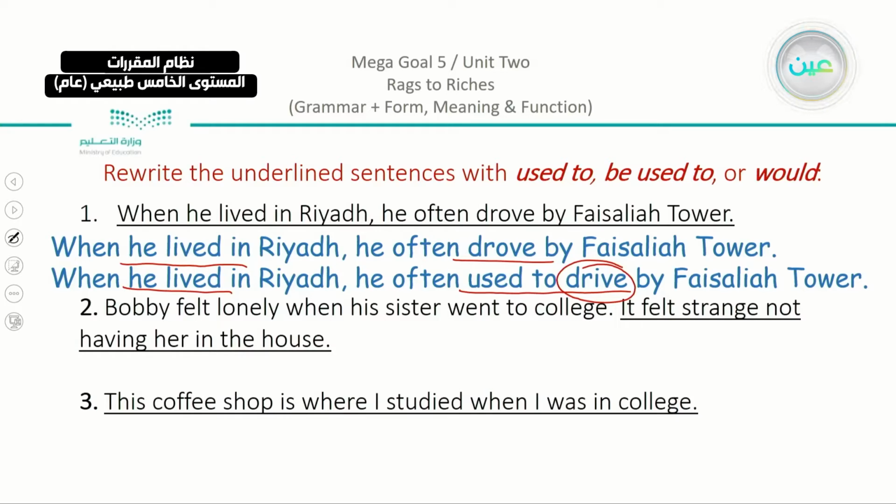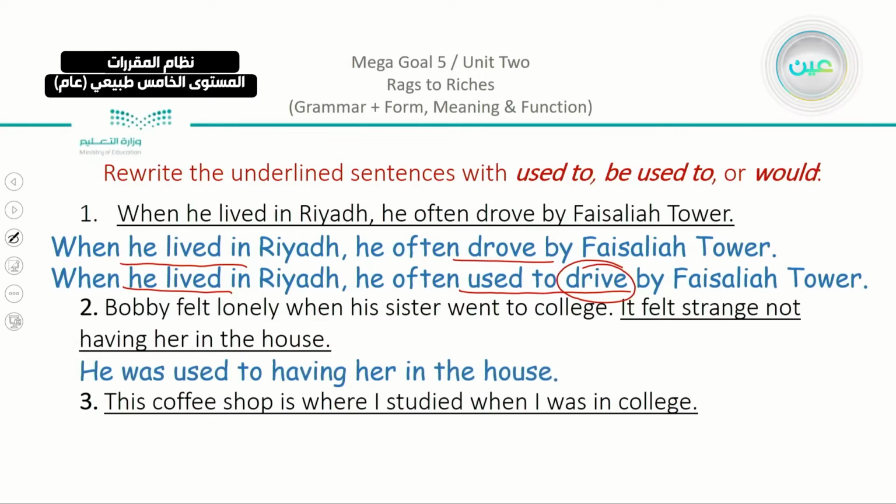The second one, Bobby felt lonely when his sister went to college. It felt strange not having her in the house. So Bobby here, he was used to his sister. He was used to having her at home. So the sentence, he was used to having her in the house. We can see that we have here having is in the sentence because we have here was used to.